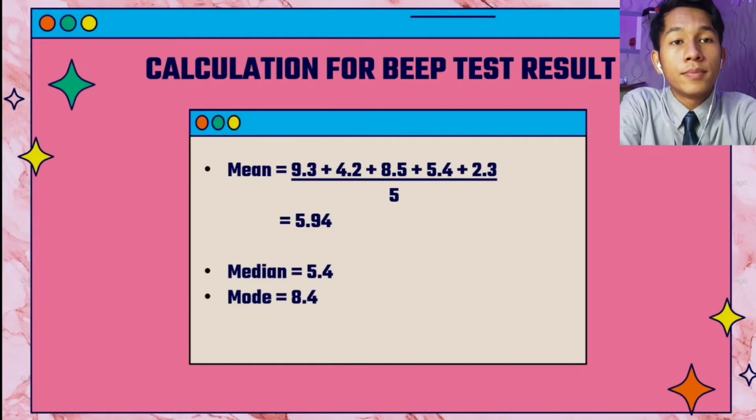Next is the median. The median is the middle point of the raw scores. For example, in the table, the middle point is 5.4. And lastly, the mode. The mode is the highest frequency in the attempt record. From the attempt record, the highest frequency is 8.4.